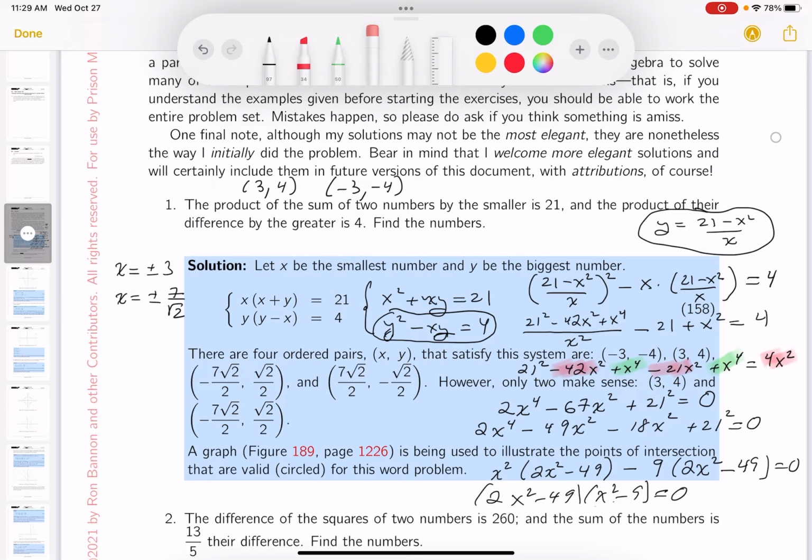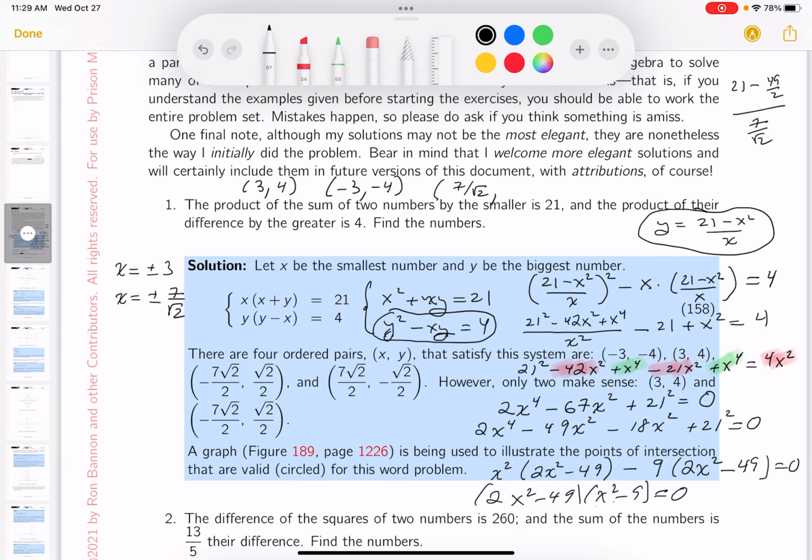The roots are more difficult. All right? So let's put that down for you. What do you get over there? 7 over root 2. Let's pop that in there, see what you get. You get 21 minus 49 halves, divide by 7 over root 2. It's a nightmare. There's no doubt about it.